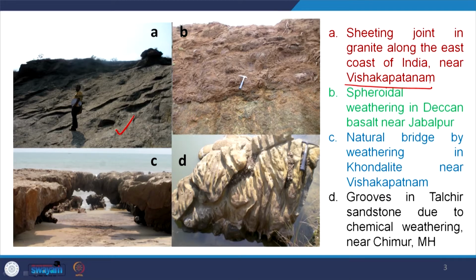This weathering is either physical or chemical, which we will discuss in later classes, but in this particular photograph you see there are certain lines; they are not lines actually, they are different layers. That means the granite which is exposed at the eastern boundary of the Indian subcontinent near Visakhapatnam in the Eastern Ghat region is weathering, removing material layer by layer. So, there is a layer type of removal of material from this rock.